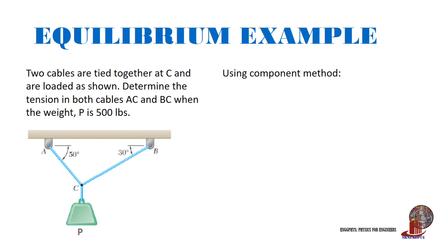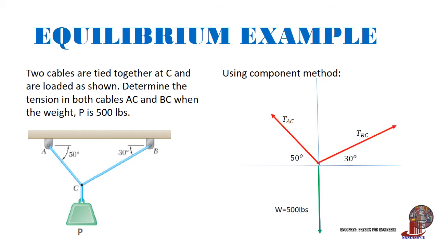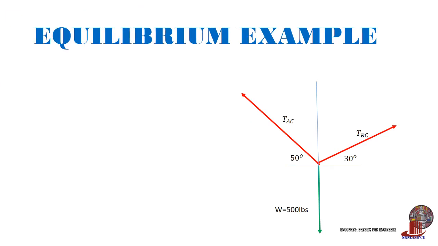Using the component method, we break the forces into horizontal and vertical collinear forces. All the three forces, that would be the weight, tension at AC, and tension at BC, will be reflected from a certain point. So we can start with tension AC's components as TXAC and TYAC, and tension BC with its respective TX and TY. Then, carefully work with the angles 50 degrees for AC and 30 degrees for BC.